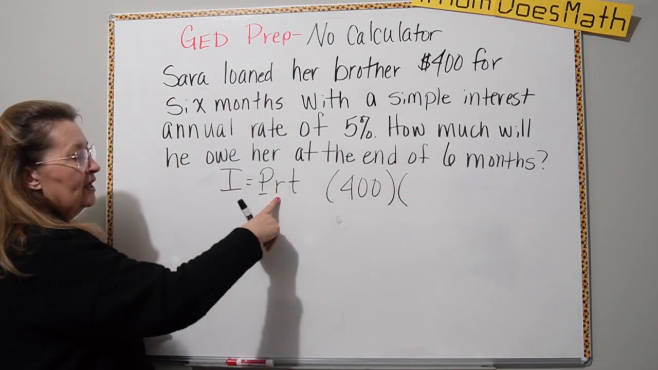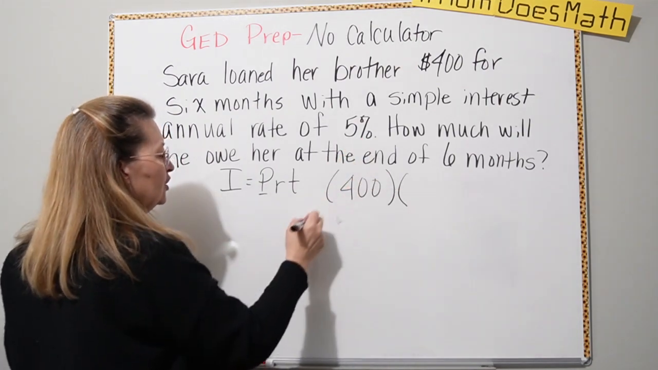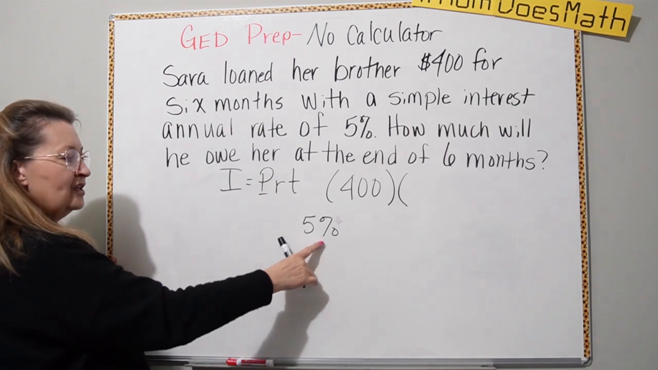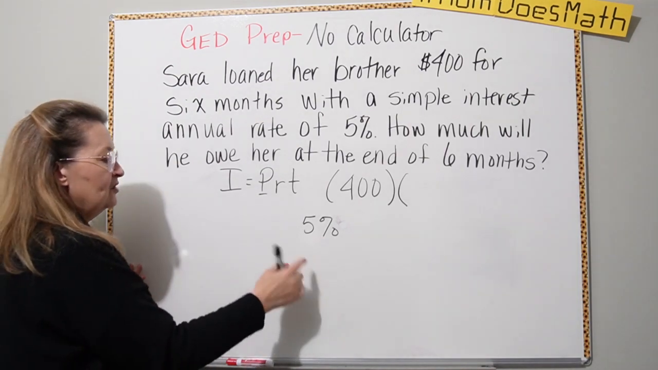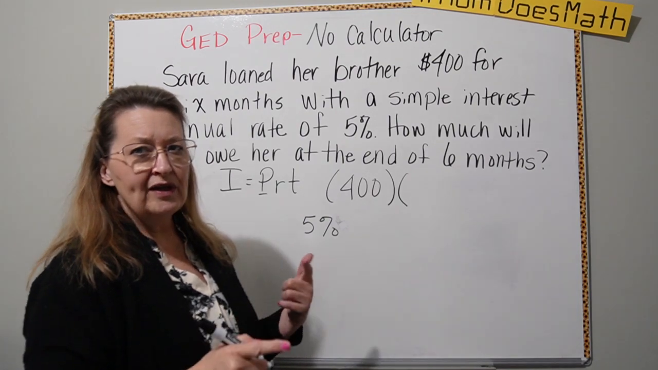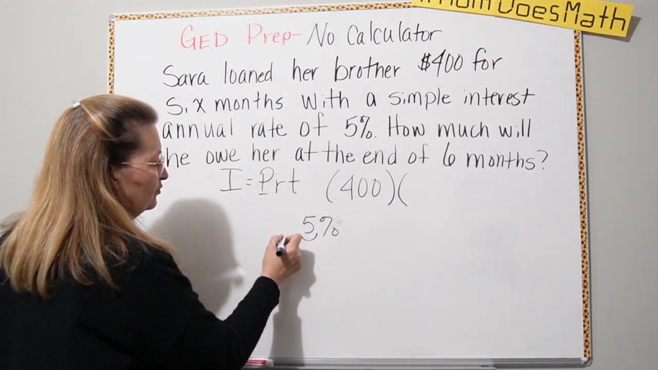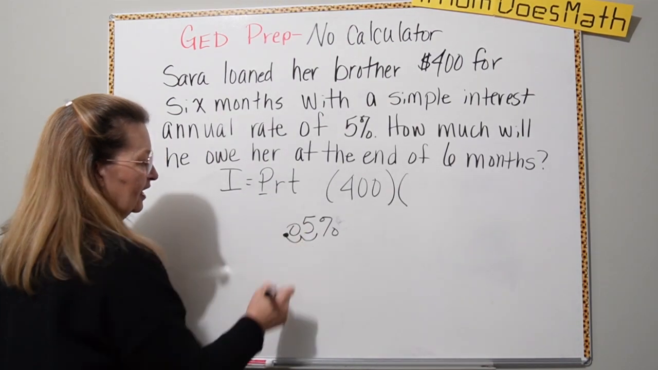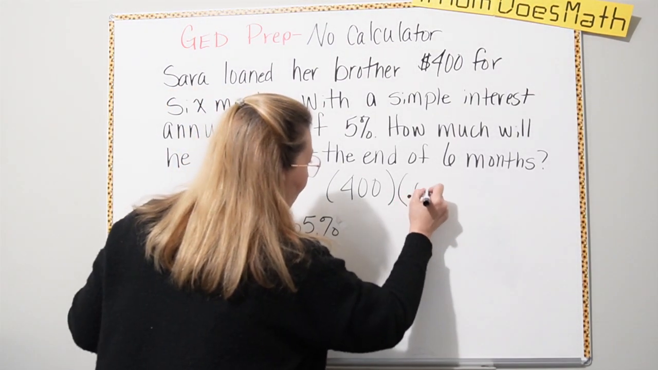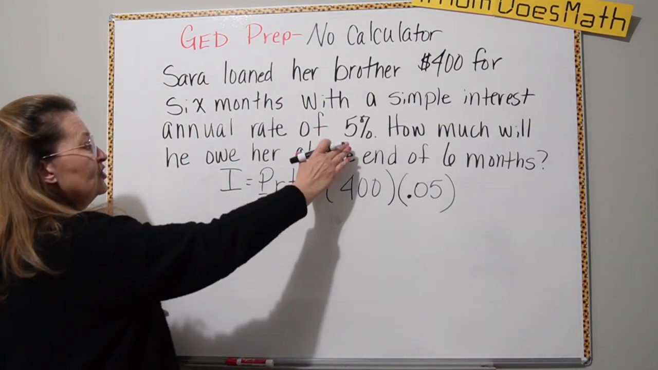Next is your rate. Now our rate is 5%, but before you can use a rate, you have to change it to a decimal. You can't use it as a percent. So how do you do that? Well, you move the decimal 2 places to the left. So where is the decimal right now? Right now it's here. When I move 2 places to the left, I'm going to have to add a 0 in there. So my rate is 0.05.